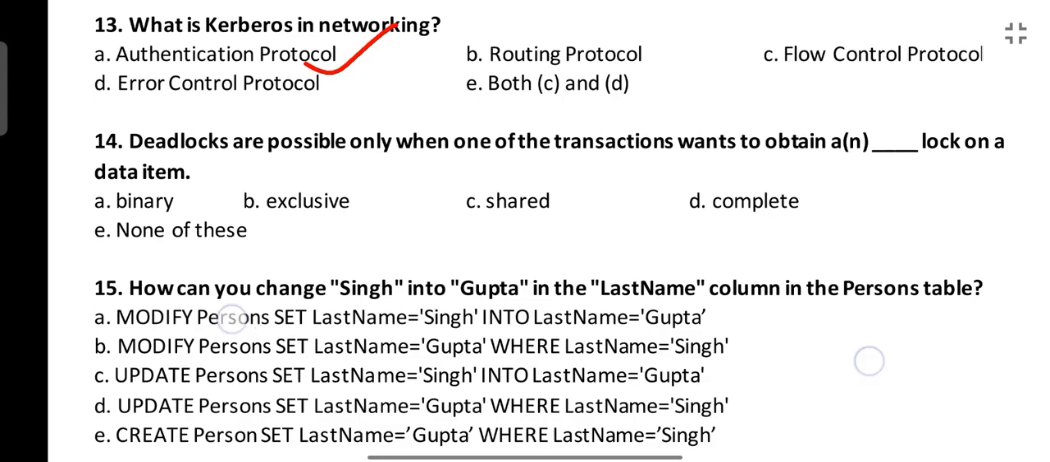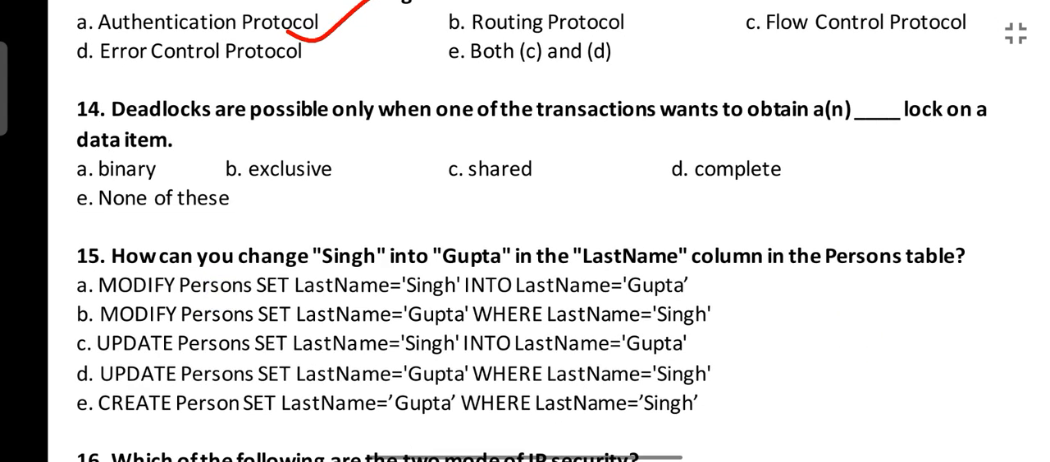Next is deadlocks are possible only when one of the transactions wants to obtain an dash lock on a data item. So whenever one transaction wants to have an exclusive lock, at that time only deadlock will occur.